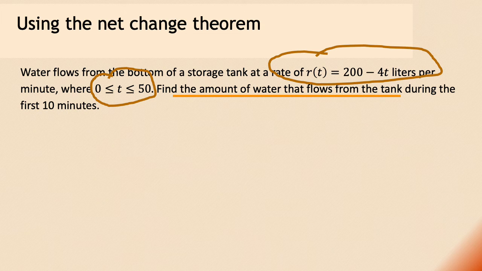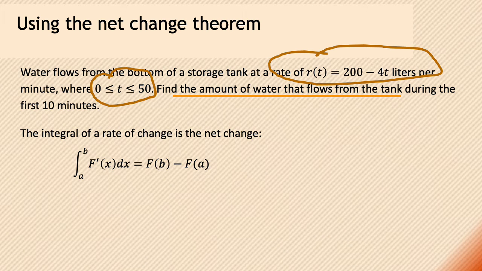So the amount of water, the net change in the water in the storage tank. So again, the integral of a rate of change is the net change. We're trying to find the net change of the water. So if we take the integral of the rate that the water is flowing out of the tank, that should give us the amount of water that flows from the tank during those 10 minutes. So we're going to set up our definite integral from 0 to 10 minutes because we're only interested in that first 10 minutes.